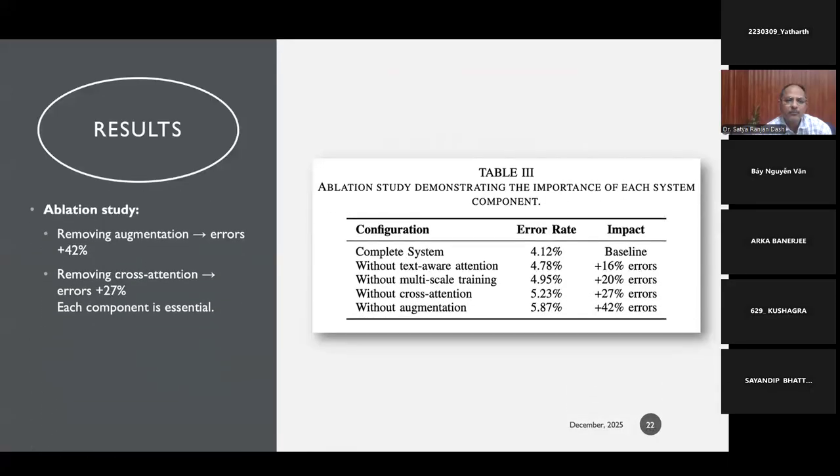Yes, the augmentation and the cross attention. Those are very powerful things. So that's the augmentation, the part where I simulate yellow paper and scanning noise, right?